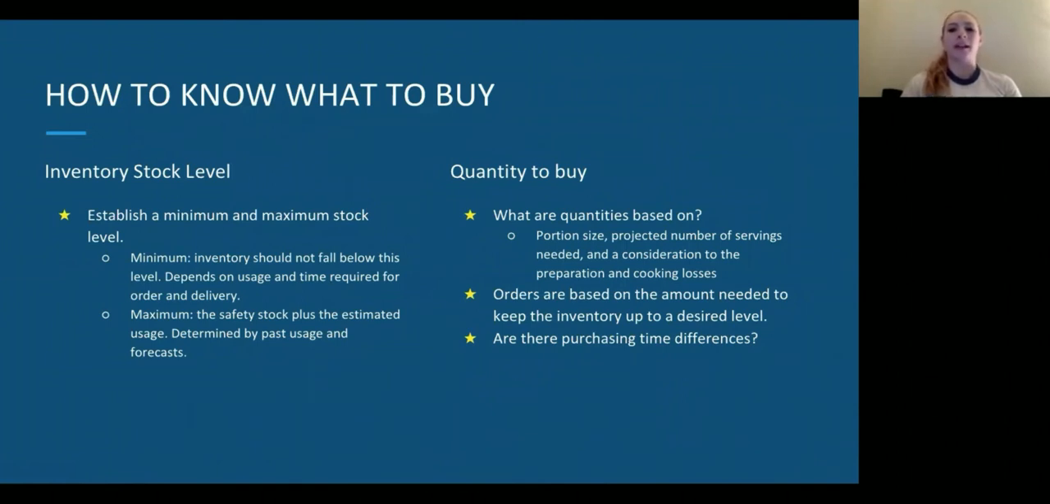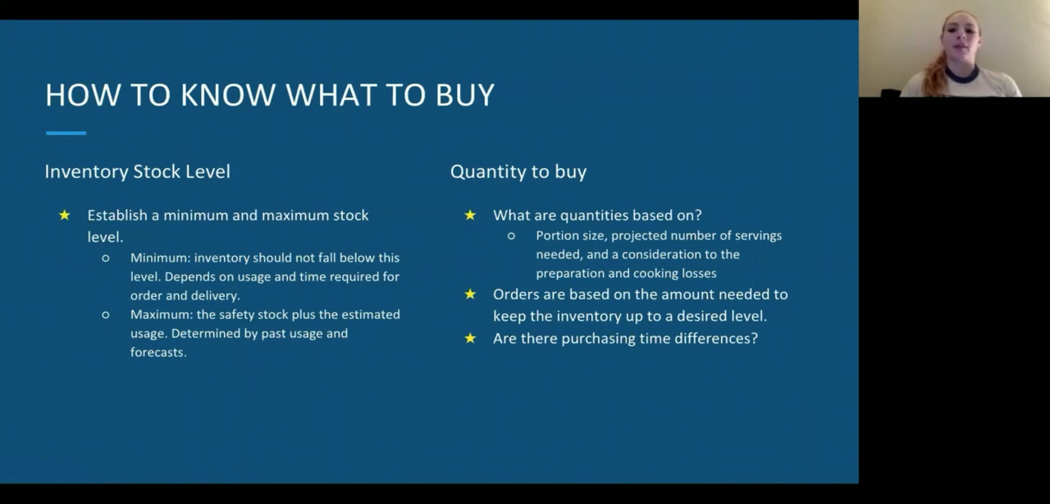The maximum quantity is the safety stock number plus the estimated usage. We need to study past trends and use these trends to predict a forecast of what we may need. The quantity you need to purchase is based on portion size, projected number of servings needed, and a consideration to the preparation and cooking losses. So if something gets burned, it's no good, we need to have a backup.